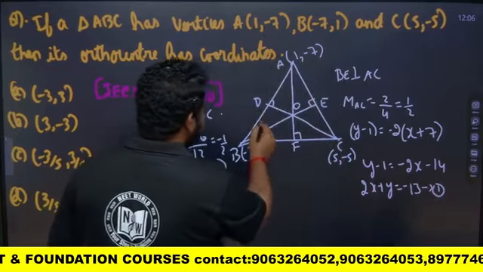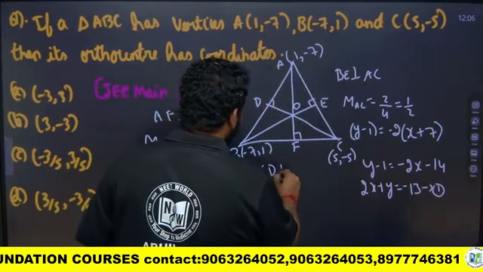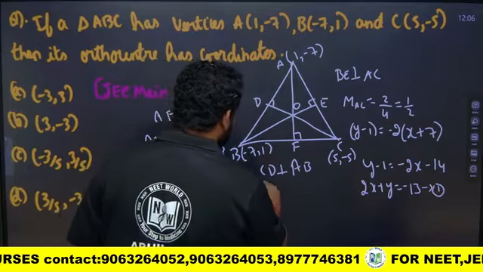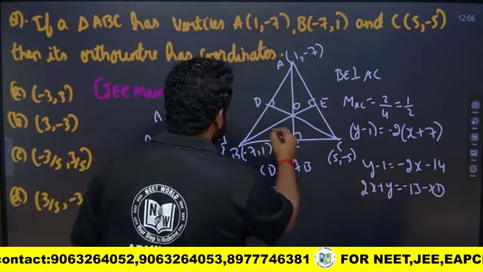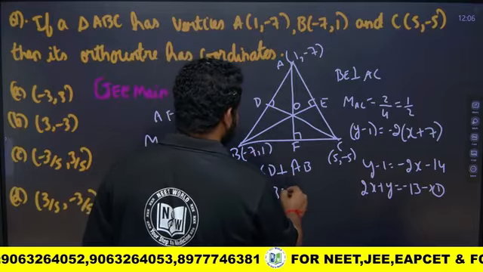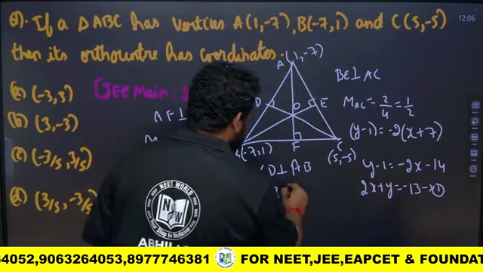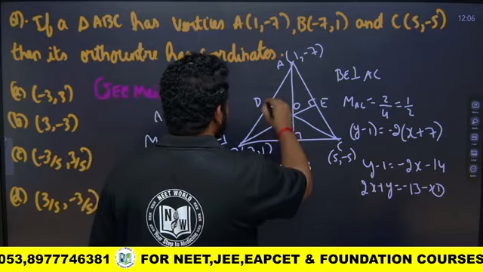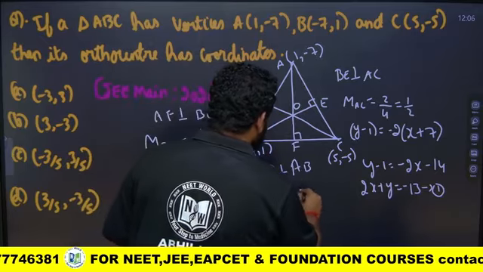Now let me take the another perpendicular. CD is perpendicular to AB. CD is perpendicular to AB means what is the slope of AB? Slope of AB is nothing but y2 minus y1, that is 1 minus of minus 7, which is 8, divided by minus 7 minus 1, that is minus 8. So this will be equal to minus 1.